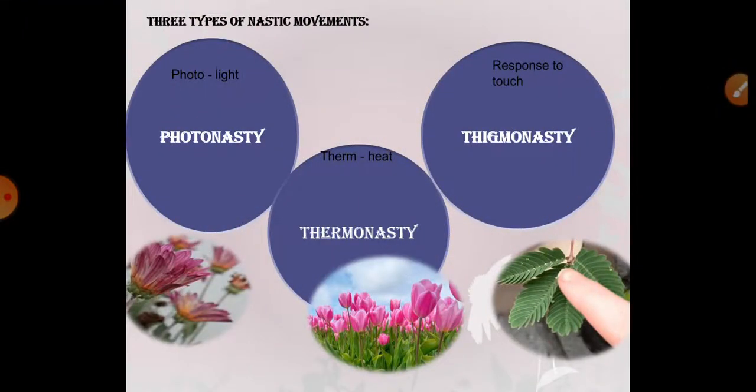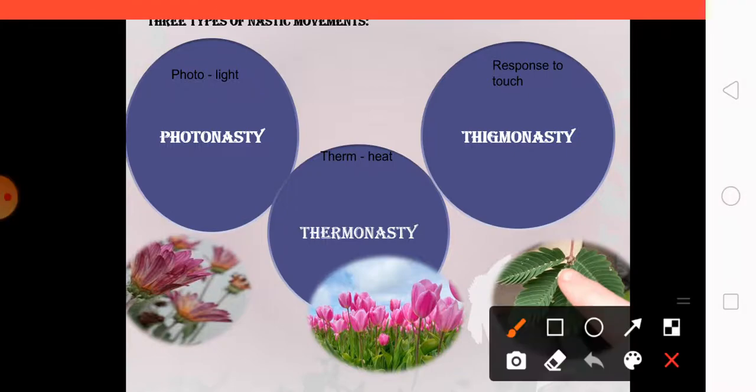Three types of nastic movements are there. Based on the nature of the stimuli, they are classified as follows: photonasty, thermonasty and thigmonasty. What is photonasty? Photo we know is light, thermo we know is heat, and thigmo, as we have learned before, is response to touch. Photonasty responds to light.